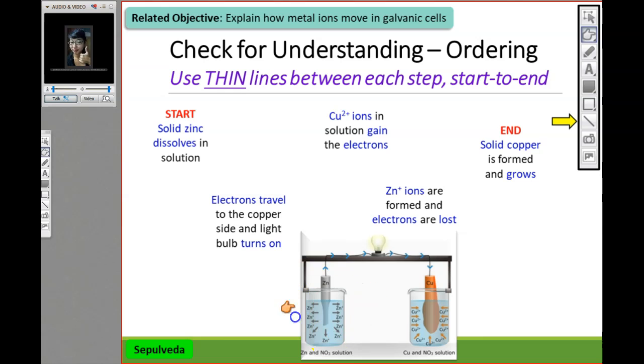What's happening? Do electrons first travel from left to right? So that's this part up here. Do zinc ions get formed, or do electrons get lost? Or do copper ions gain electrons from solution? What comes first? Awesome. I see Ayla on the board.